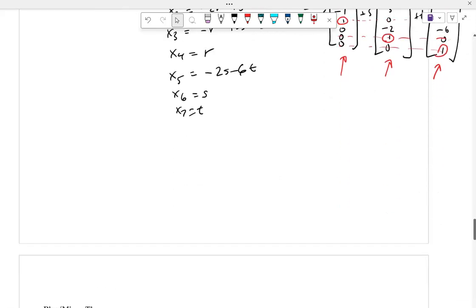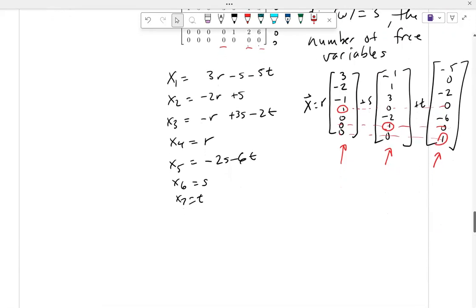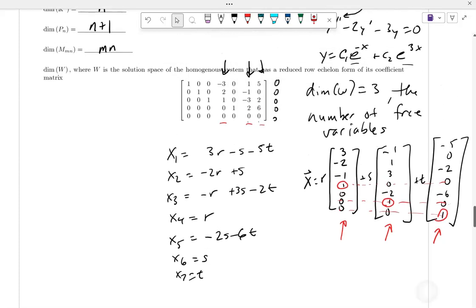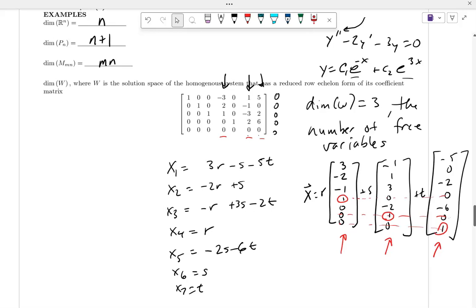Yeah. So when you say we end up with every solution, what solutions are we talking about? The homogeneous system, right? We end up with all the solutions of the homogeneous system. Yes, yep. If it's not homogeneous, then it's not a subspace because the 0 vector is not in there.